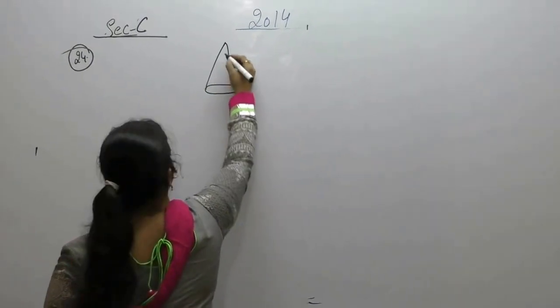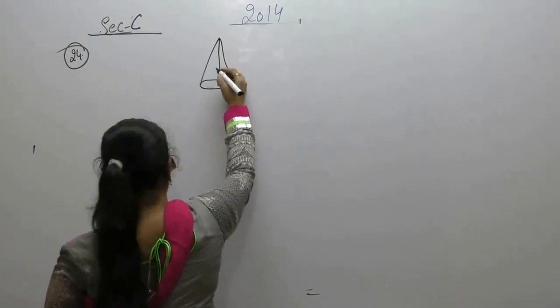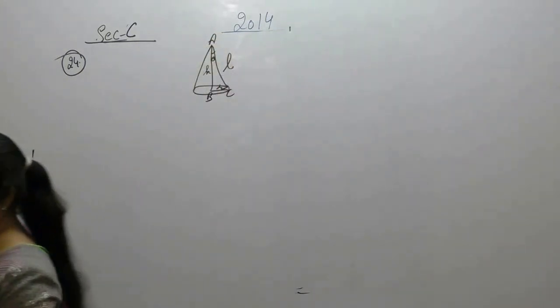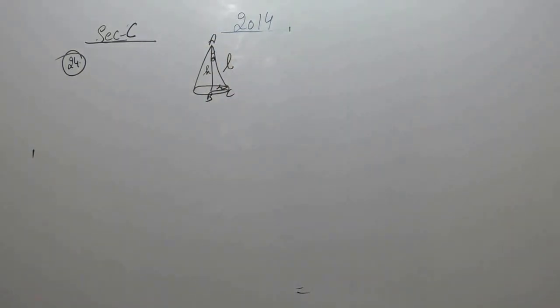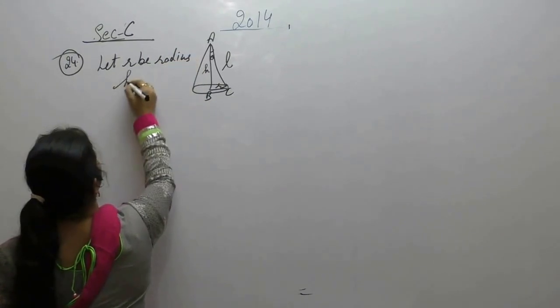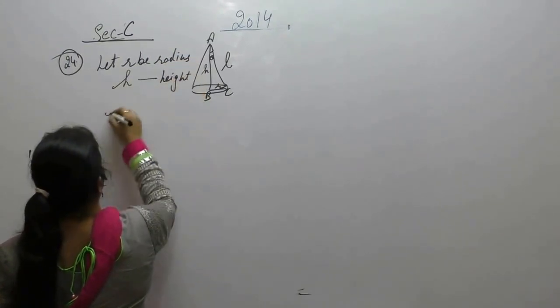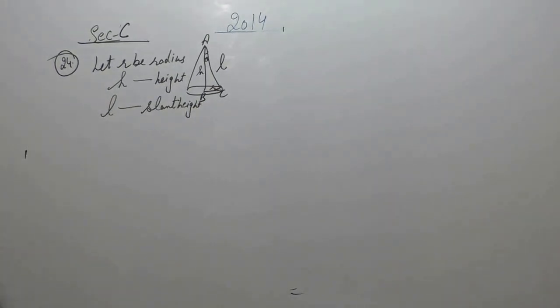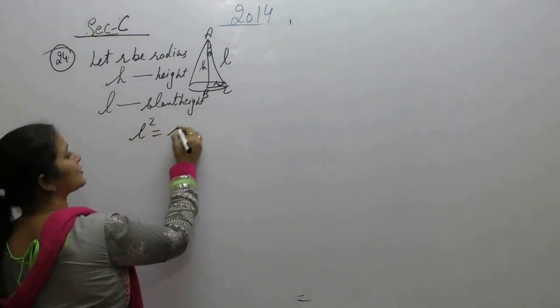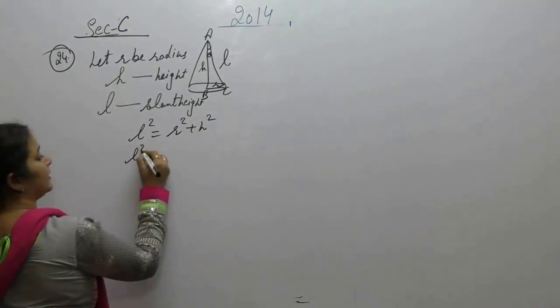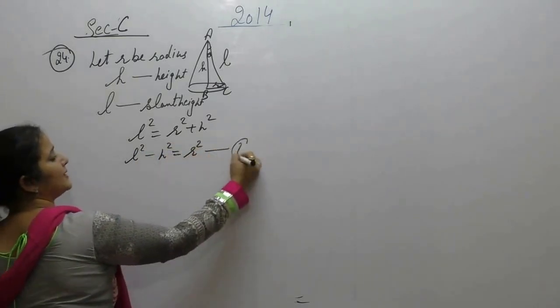Let this be a cone with radius r, height h, slant height l. Write down: let r be the radius of the base, h the height and l the slant height of a cone. We know slant height l square is equal to r square plus h square. From here, r square is l square minus h square.